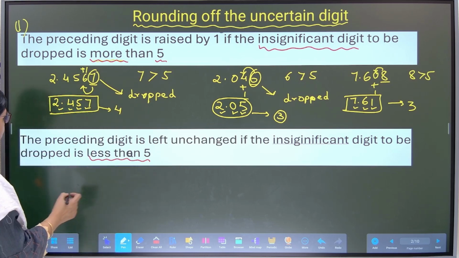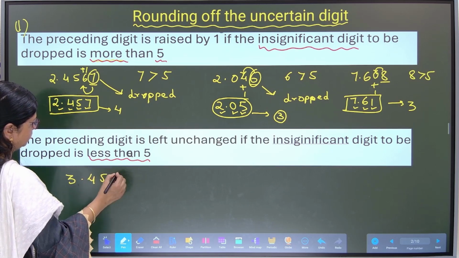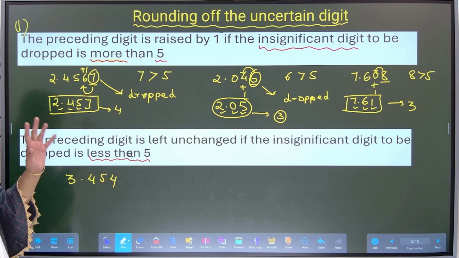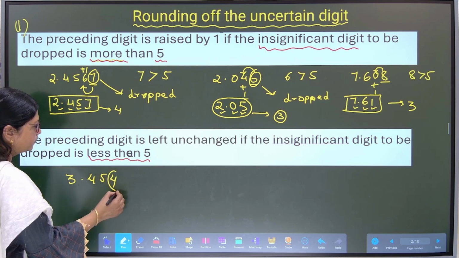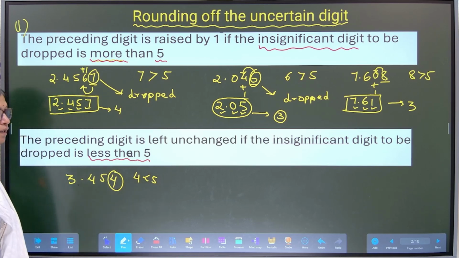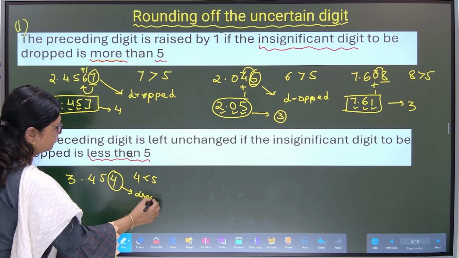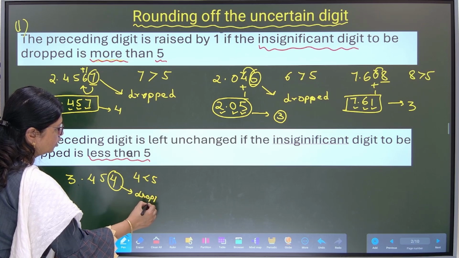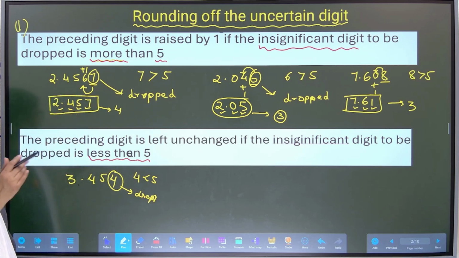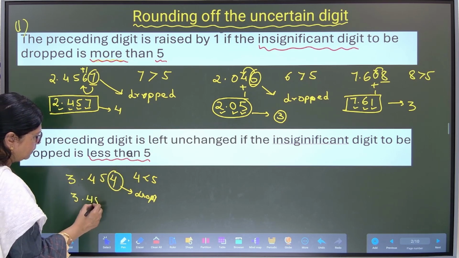Then what should we do? Let us consider one number like this. Here 4. 4 is less than 5. What should we do? 4, simply drop this 4. What to do with 5? Should I add 1? No. Simply write it as it is. 3.45 is my answer.